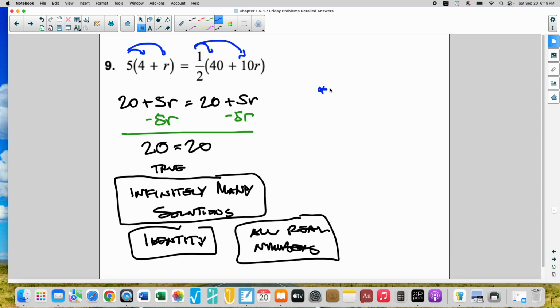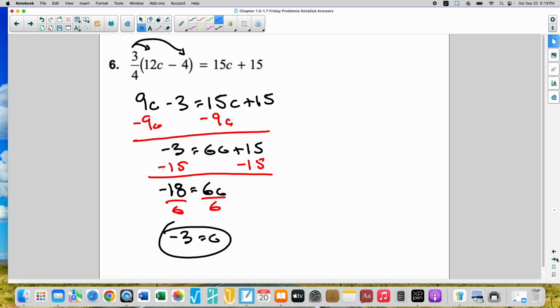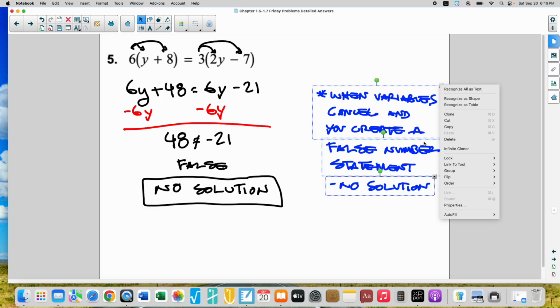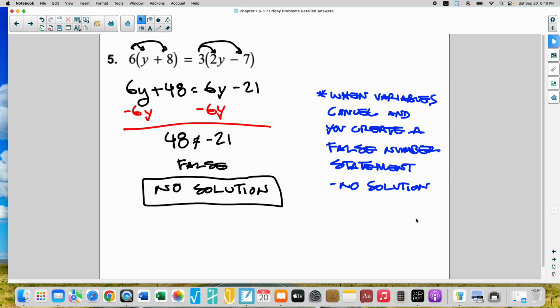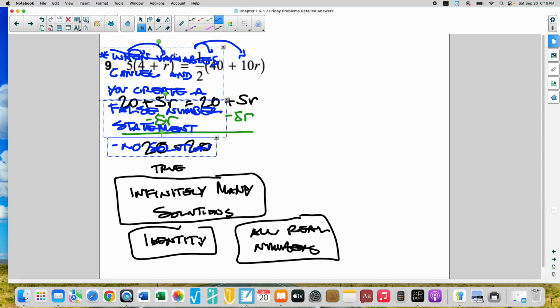So we need to remember, I wanted to do this. I wanted to copy this. Copy. And then I wanted to paste it. What? I wanted to paste it. That was silly.